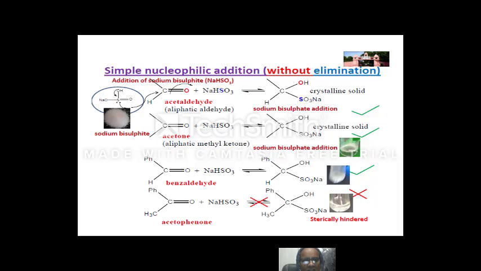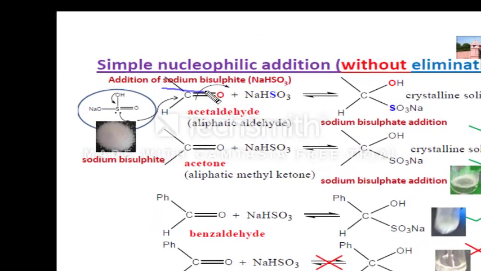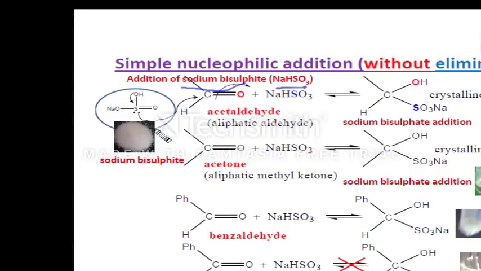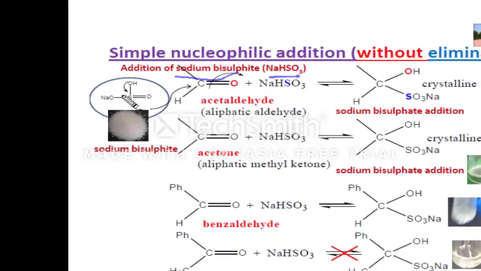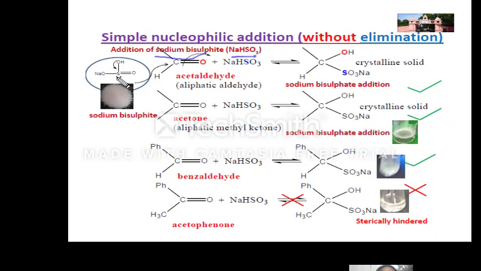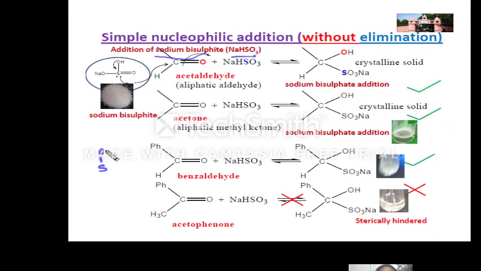Okay, so we move forward and see what is the other thing. These are the reactions that we have to study. Simple nucleophilic addition without elimination. So let's start with the addition of sodium bisulfite. Sodium bisulfite is NaHSO3, and I have given the structure over here. It is S with OH, a double bond to O, and then ONa. If I had written H2SO3, it would be sulfonic acid. Once it is a salt, it becomes sodium bisulfite.